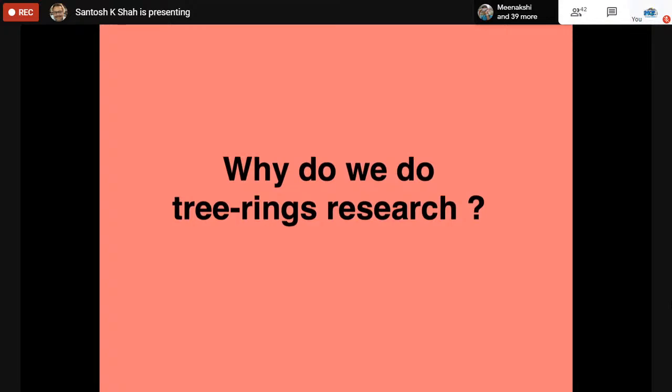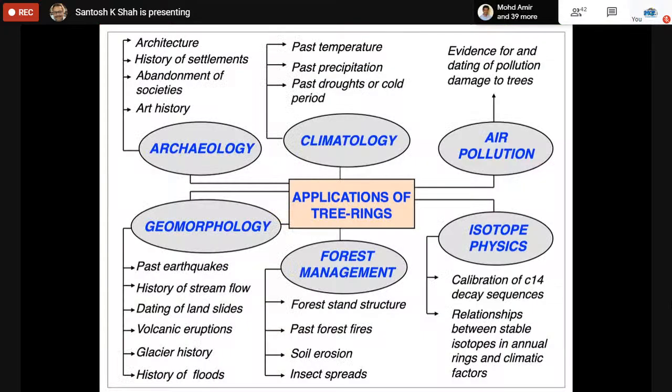So why do we do tree ring research? Tree rings have various applications. They have application in climatology. We can reconstruct past drought or cold periods, or we can reconstruct past temperature and precipitation. It can even be used for various geomorphological studies, like past earthquakes, when tree rings record the signature of a past earthquake. The history of streamflow, when the flow was lower or higher, we can reconstruct. We can even date various types of landslides using tree rings. Even volcanic eruptions are recorded in tree rings. Glacial history, even the history of floods we can reconstruct.